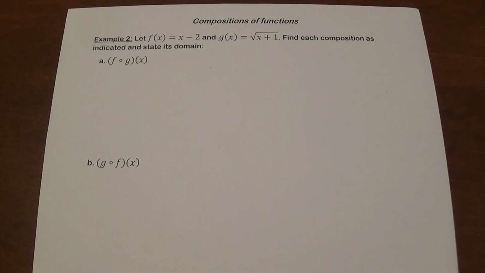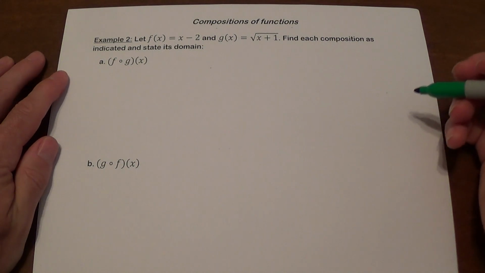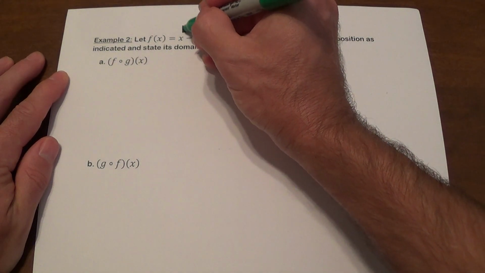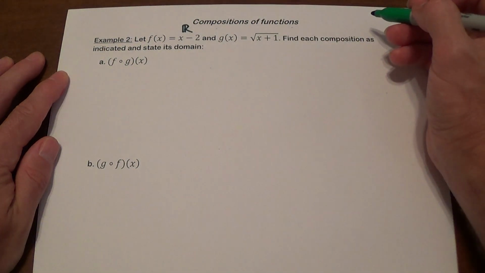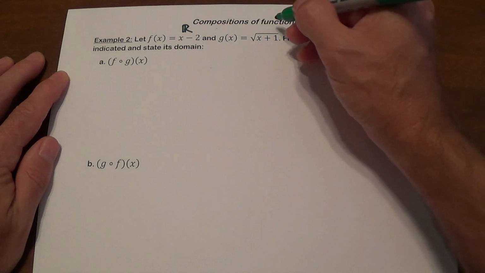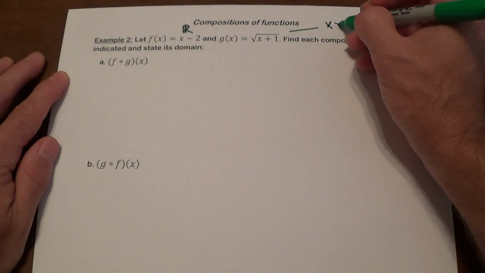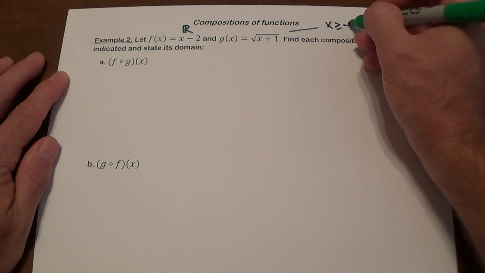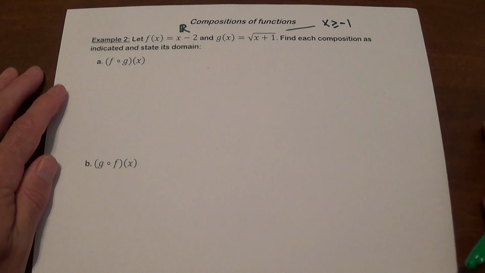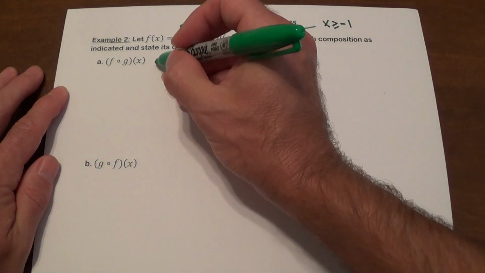Let's take a look at something like this. First and foremost, we do need to look at the functions that we are going to use and see what's going to be the domain of each one of them. So function f, its domain is going to be all real numbers. For function g, you should be able to see that the domain is going to be x is greater than or equal to -1.